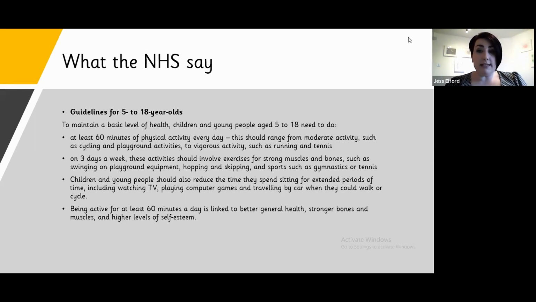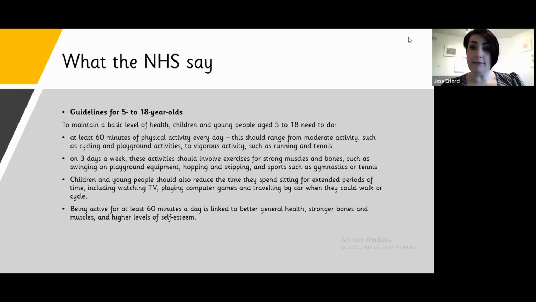One of the other reasons PE is so important is the research done by the NHS. The NHS say that there should be at least 60 minutes of physical activity for children and young people between 5 and 18 years old. Now, half of that should be in school. That doesn't just encompass your PE lessons, okay? It also encompasses your playground time, your golden mile time, and all those other things.